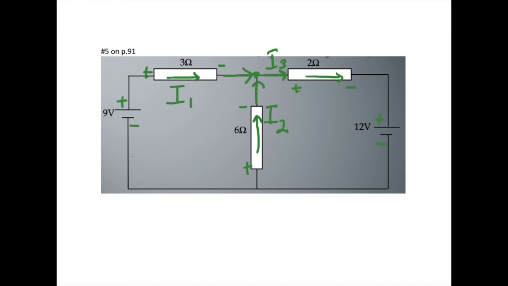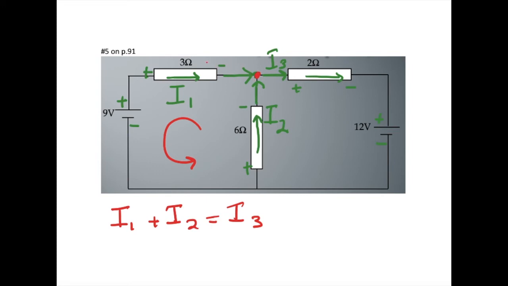Now we're ready to write the 3 equations. My first equation will be the current equation using that junction. I know I1 and I2 are going in, so I'm able to write I1 plus I2 equals I3. And then I am going to go with the loop on the left. So let's go counterclockwise and start from that point.